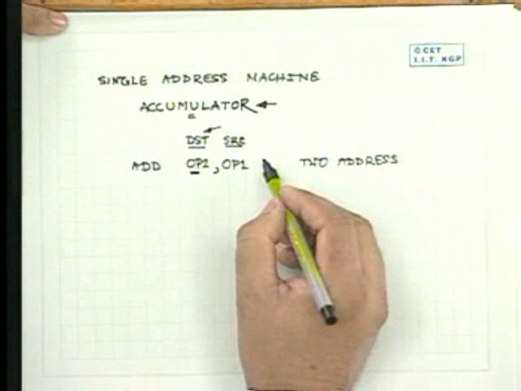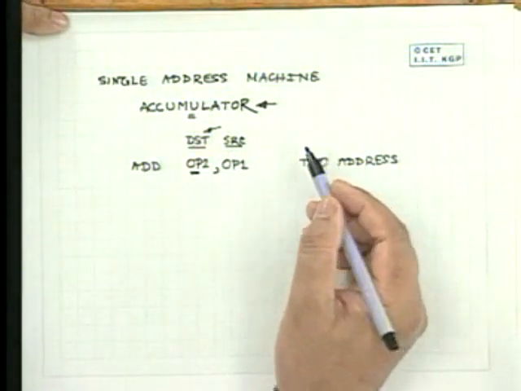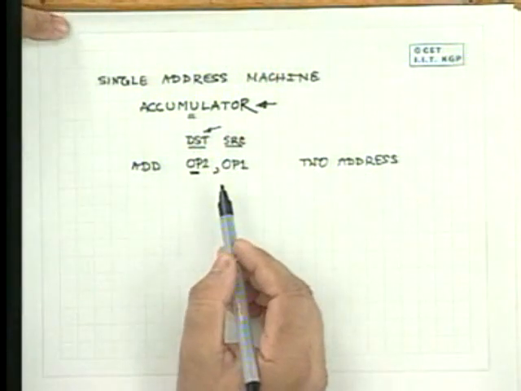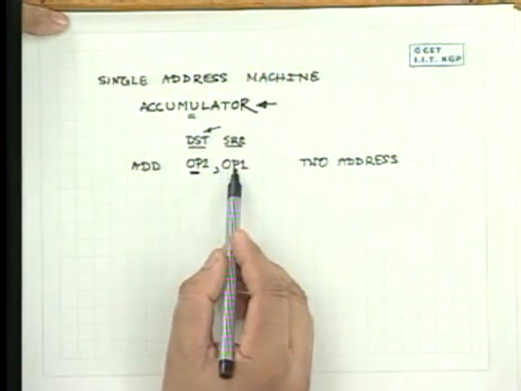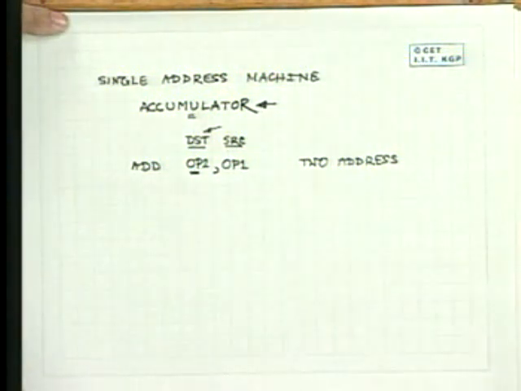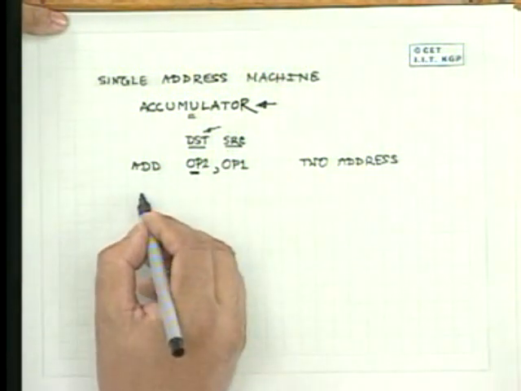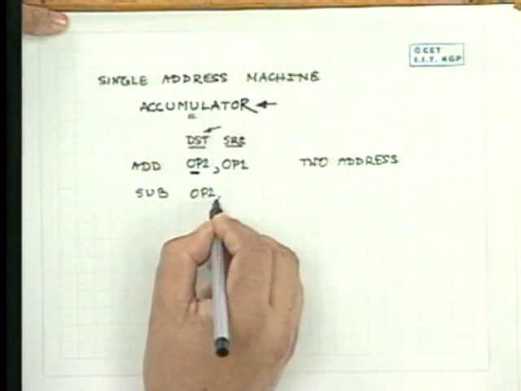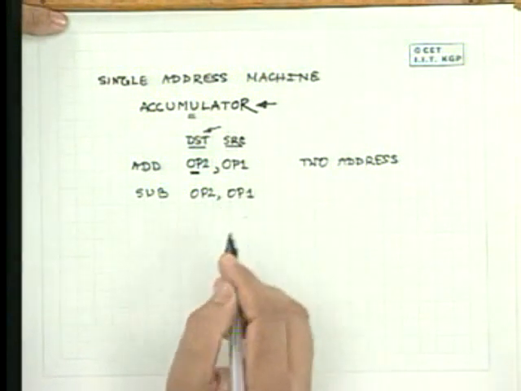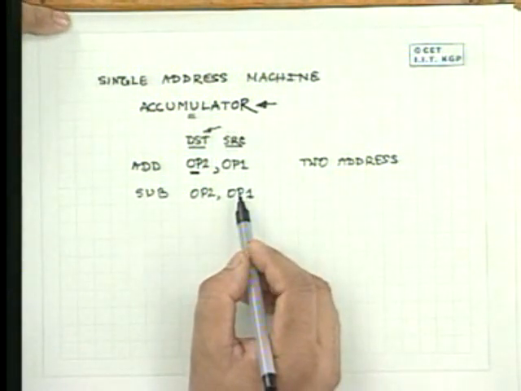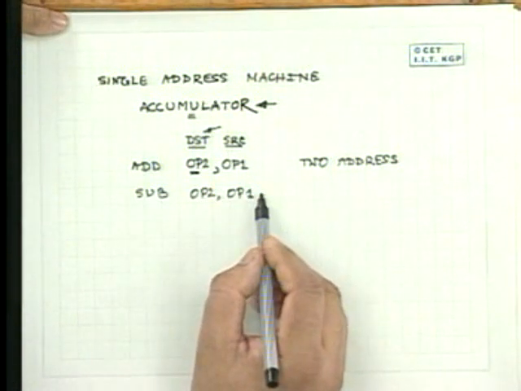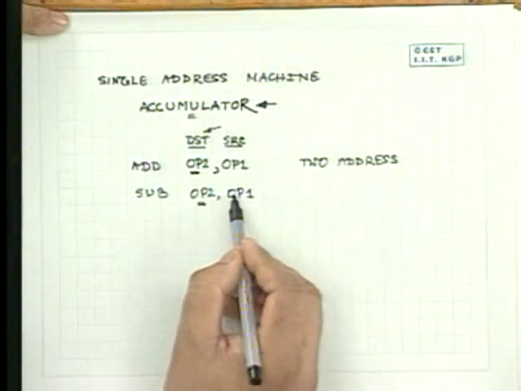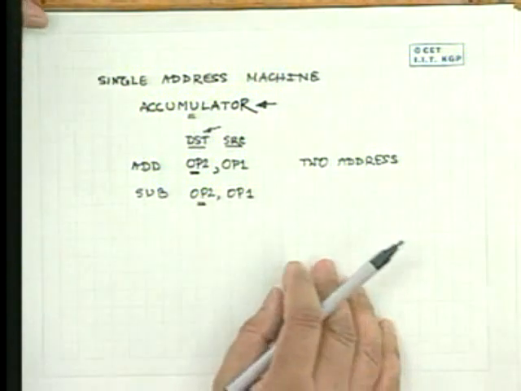Once more I say that this is a typical example. It's not of a particular machine that I'm talking of. In the case of a two address machine, this is the way generally we can write an instruction. Similarly, we can say, for example, subtract, once more, operand 2, operand 1. That means operand 1 will be subtracted from operand 2, and the result will be in that operand 2. Therefore, this is where the result comes to. Now, that is the two address machine.